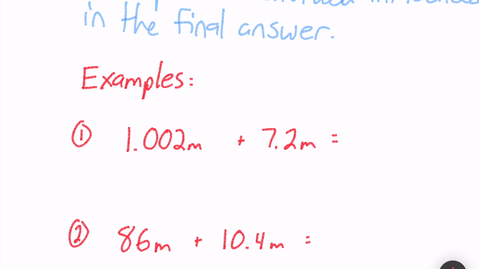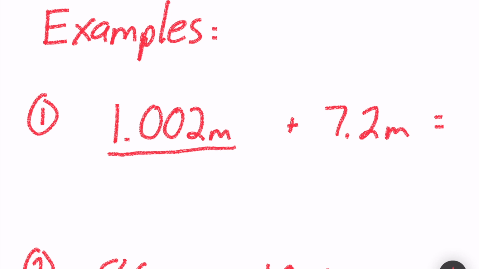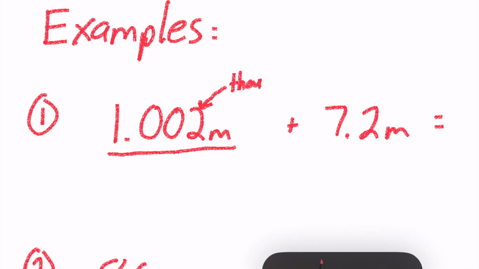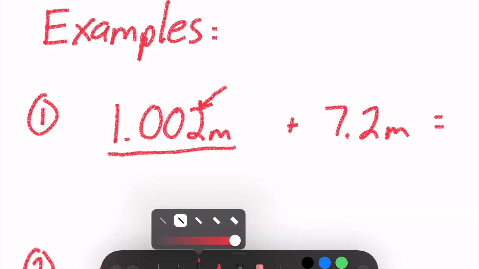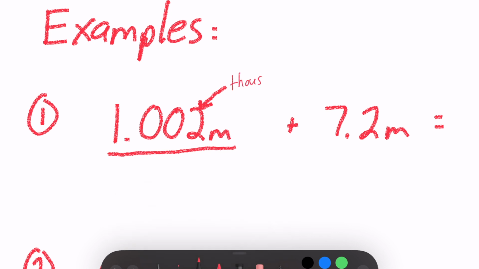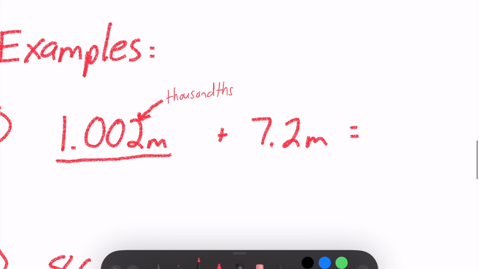In 1.002 meters, we are accurate to the thousandths position. And if we look at our other measurement, 7.2 meters, we are only accurate to the tenths position.